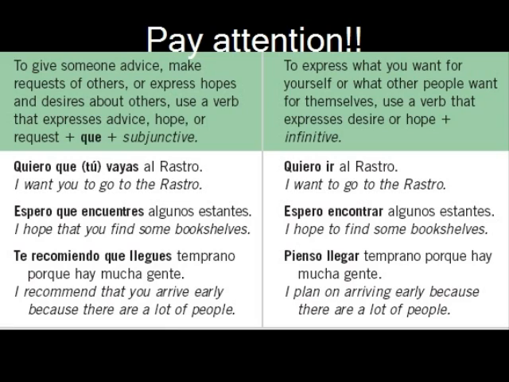On the other side, it says if you're going to express what you want for yourself, or what other people want for themselves, and there's not a change in subject, just use a verb that expresses desire or hope, plus the infinitive. Quiero ir al rastro, espero encontrar algunos estantes, or pienso llegar temprano, porque hay mucha gente.